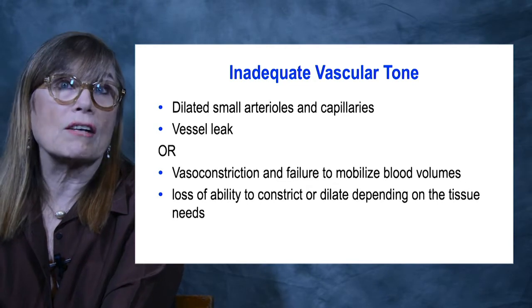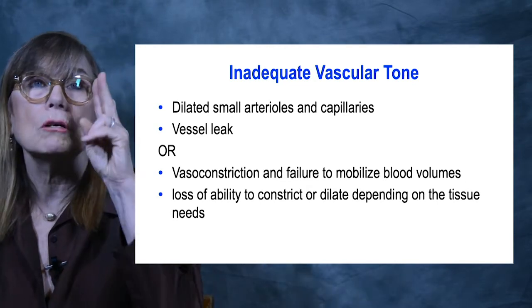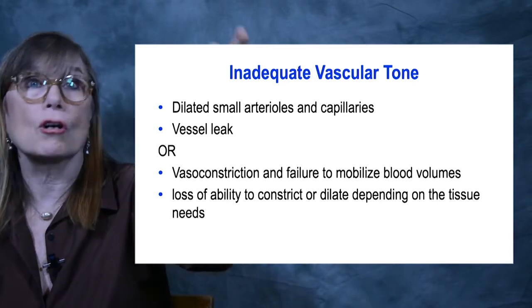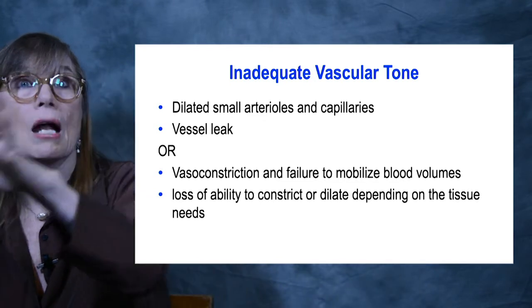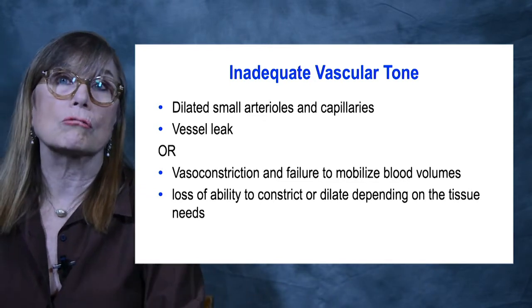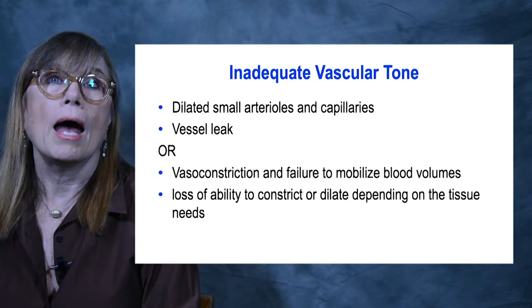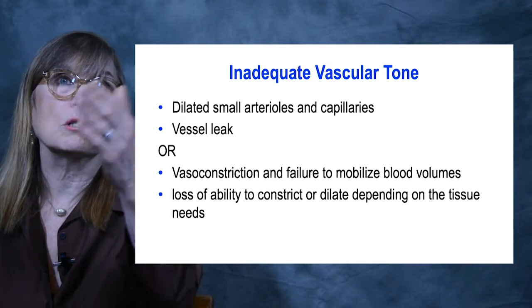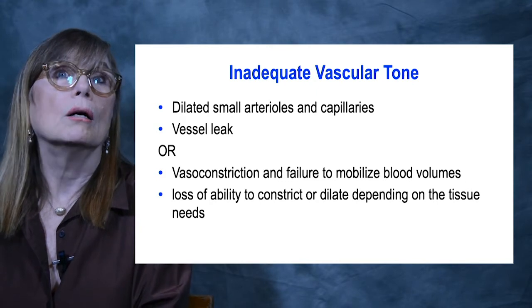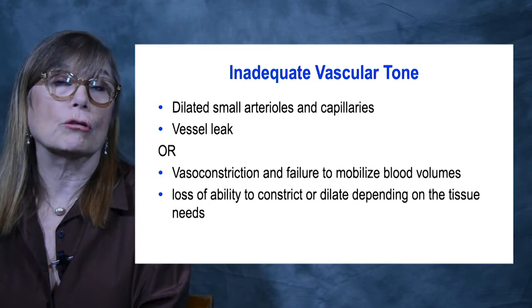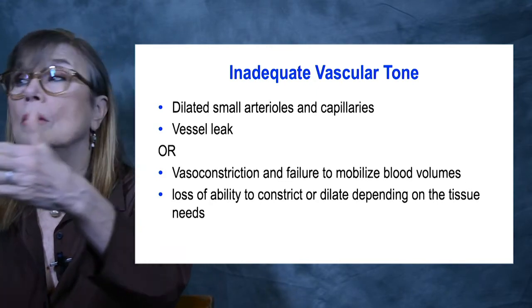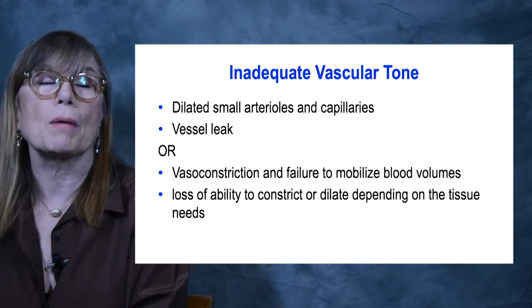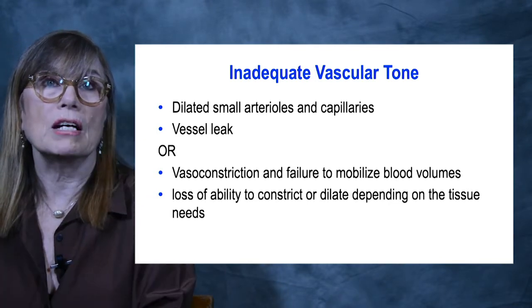Now, in order for that to happen, you can't have sepsis, you can't have COVID, you can't have an overdose of vasodilators, you can't have an overdose of vasoconstrictors, and you can't have metabolic acidosis. In metabolic acidosis, a common form of shock will be inadequate vascular tone, represented to you with blood pressure that is not responsive to fluid or vasopressors.